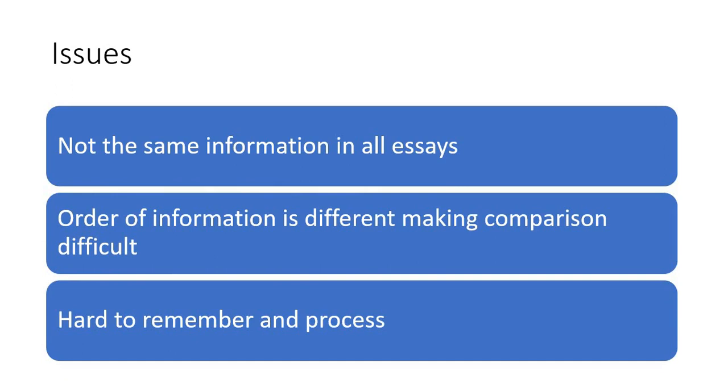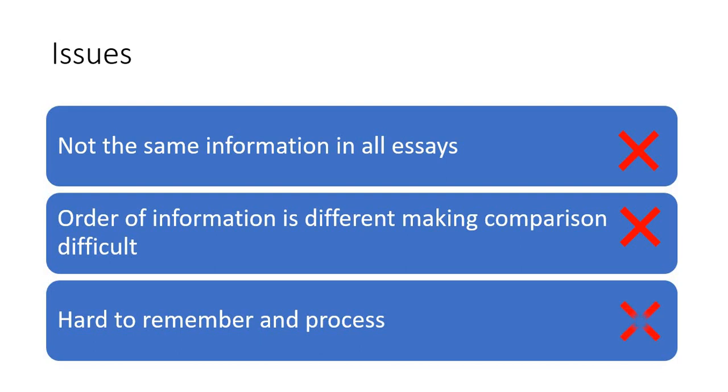Let's see what those issues are. So the first issue is not all descriptions have the same information. For example, the first and the third student provided information about their economic backgrounds, but the second student did not. The second issue is that the order of information is not the same in all descriptions. One student might write about the economic background in the first sentence, and another student might write the same information in the last sentence. Which makes comparison really difficult.